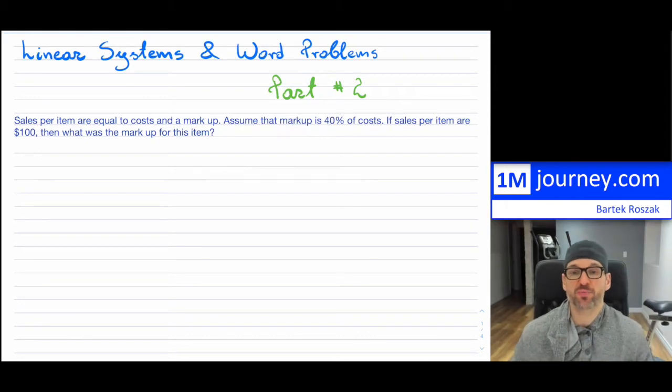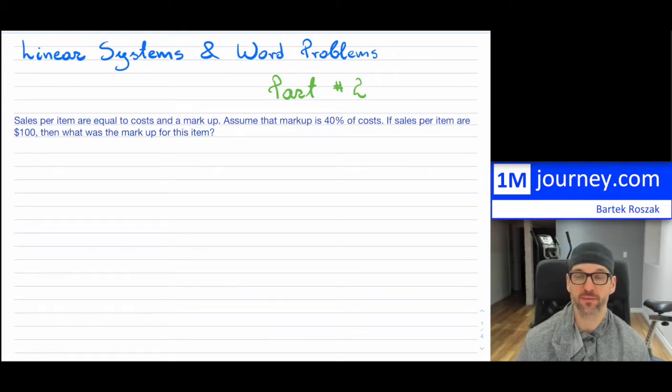So here's the first problem that I have for you. It says, sales per item are equal to costs and a markup. Assume that markup is 40% of costs. If sales per item are $100, then what was the markup for this item?